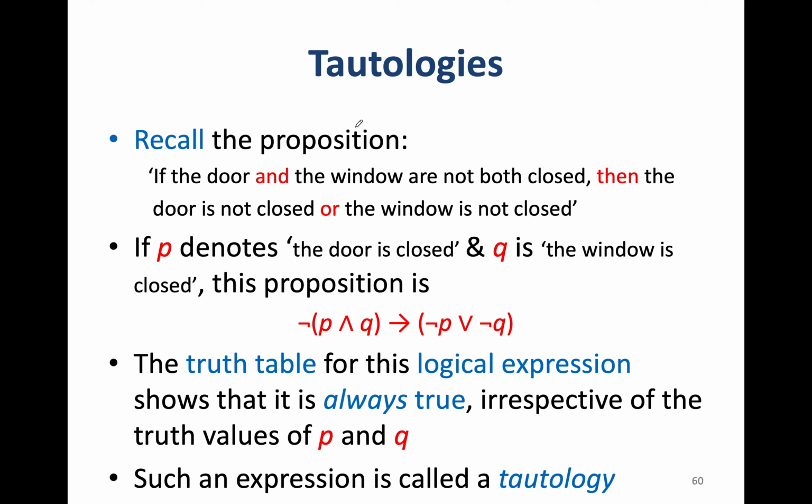Now we have a special type of logical expression that has a name, which is tautology. In order to understand tautology, let's recall the proposition: if the door and the window are not both closed, then the door is not closed or the window is not closed. So if P denotes the door is closed and Q denotes the window is closed, we can see that the proposition can be written simply as: if not (P and Q), then not P or not Q.